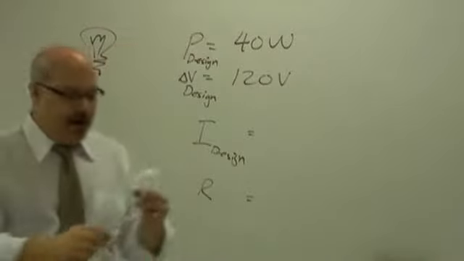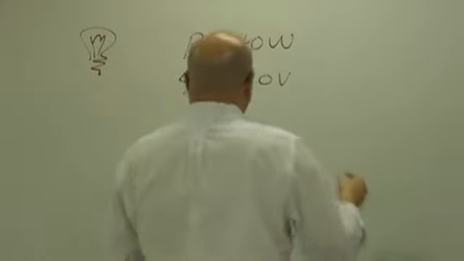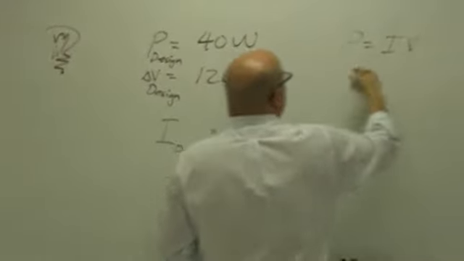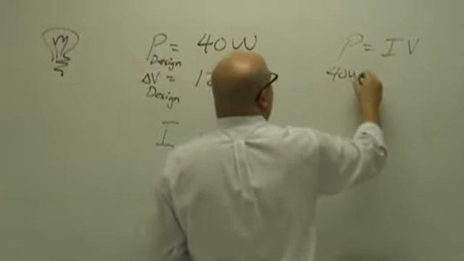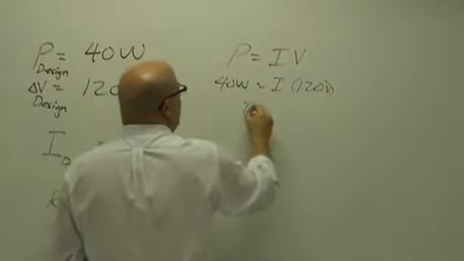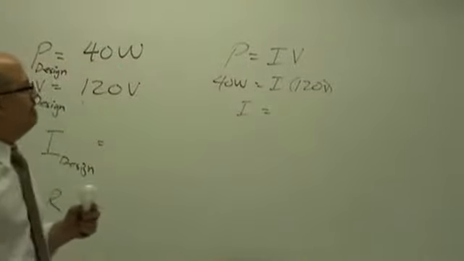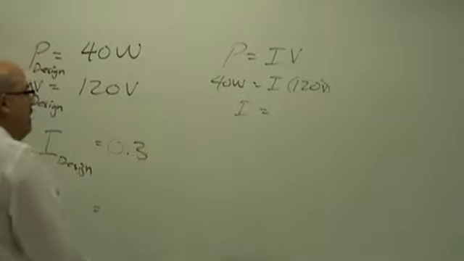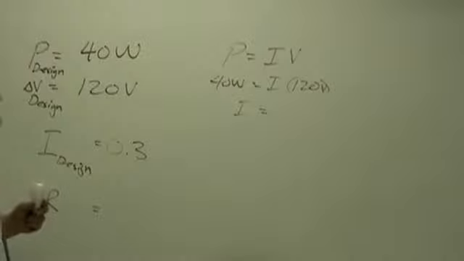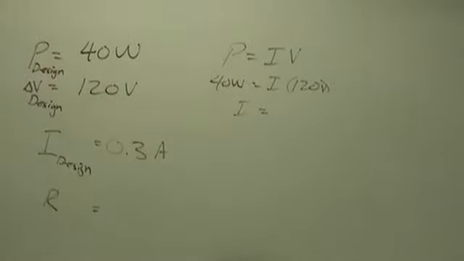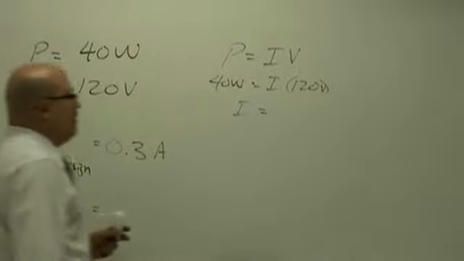Okay? How are we going to do that? 40 over 120. Okay, because power equals IV, so power is 40 watts, I, and that's 120. So what's my current? 0.3, is that right? Yeah. Okay, 0.3 amps.